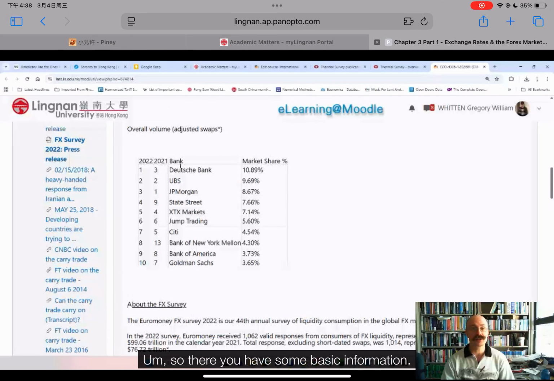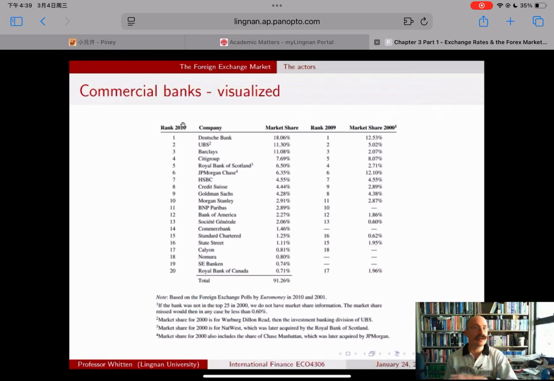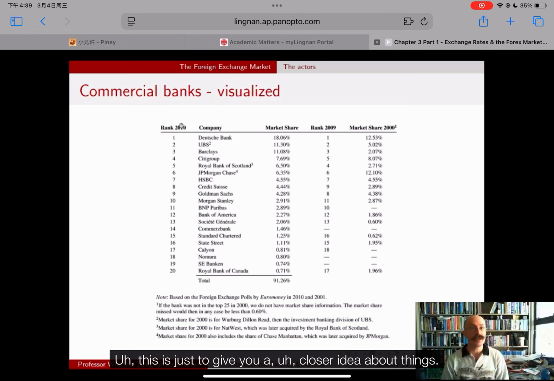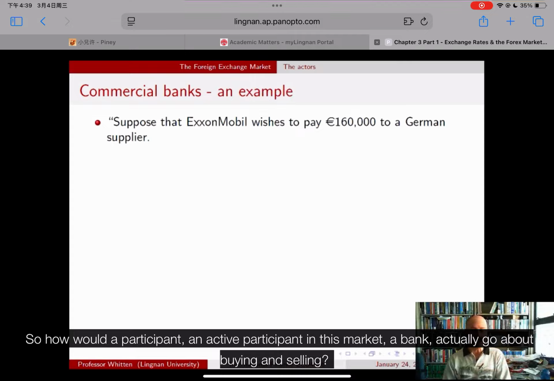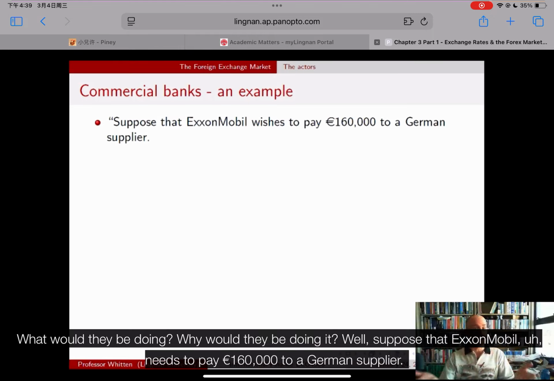So there you have some basic information. This is just to give you a closer idea about things. So how would a participant, an active participant in this market, a bank, actually go about buying and selling? What would they be doing? Why would they be doing it?